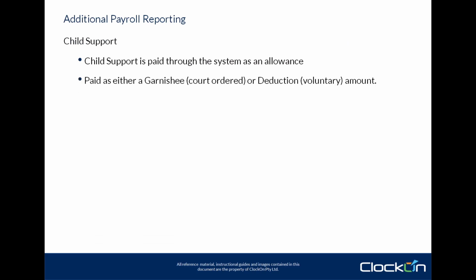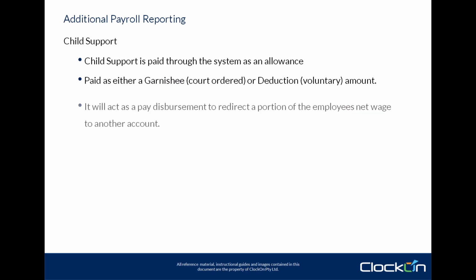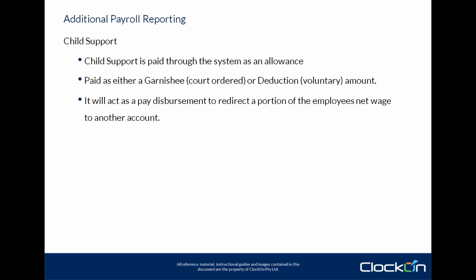First of all, we'll just start with child support. Child support in ClockOn is paid through the system as an allowance. It's either paid through as a garnishee amount or a deduction amount. The difference between those is garnishee is a court ordered amount, deduction is a voluntary amount. And the payments will act as a pay disbursement in ClockOn. So it'll be a portion of your net wage going to a different account.